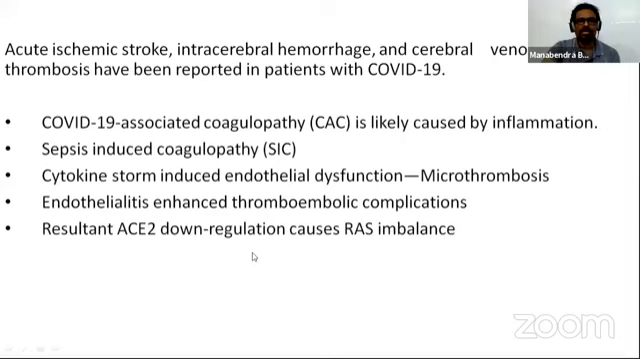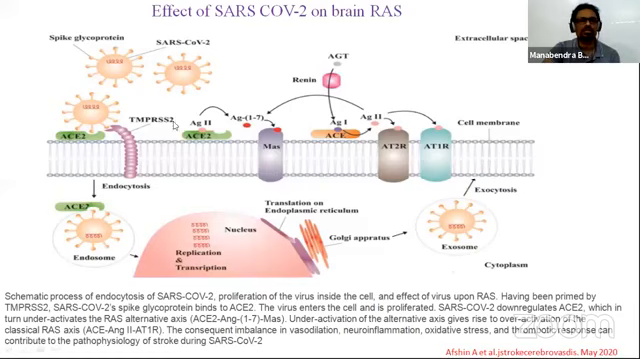There is also another mechanism: we have the renin-angiotensin system in our body, and ACE2-mediated downregulation of the angiotensin system can cause stroke. To recapitulate, whenever the virus enters the cells via ACE2, we know that we have two pathways, the classical pathway and the alternative pathway. The classical pathway is angiotensin 1, ACE-mediated angiotensin 2. This angiotensin causes AT1 receptor activation, which is pro-inflammatory, causes oxidative stress, is prothrombotic, and causes vasoconstriction. This is the classical pathway.